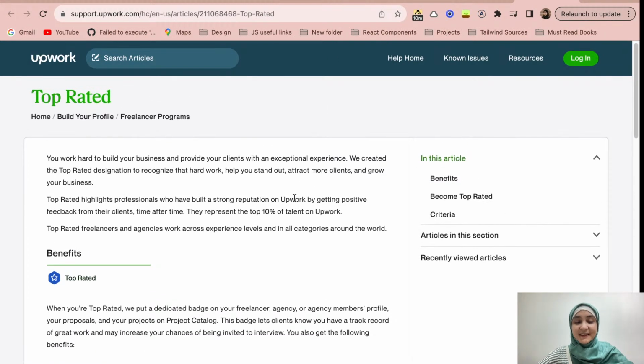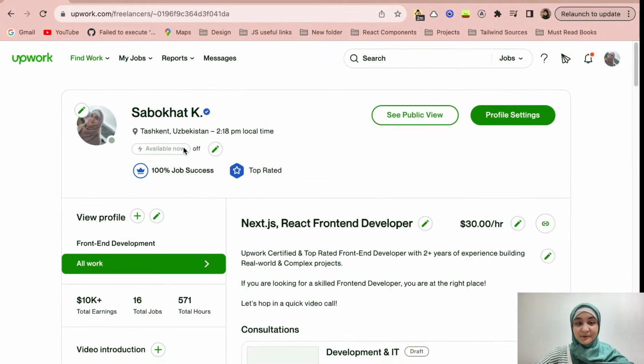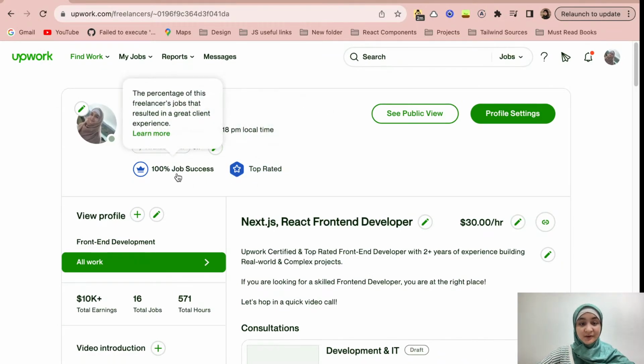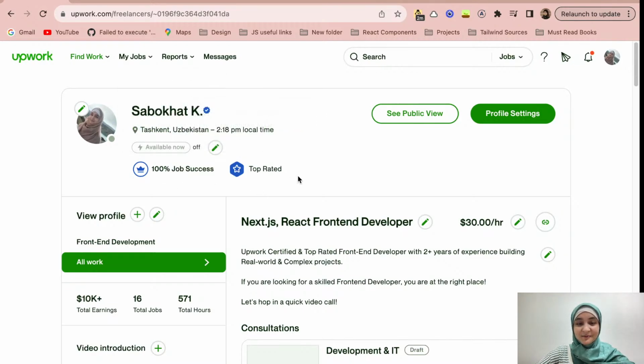Okay, the next badge that you want is top rated. And this is a badge that I currently have. If you look at my profile, it is right here. The badge is displayed with the job success score. Both of them previously had different icons, as Upwork has been updating its UI, but it's okay.